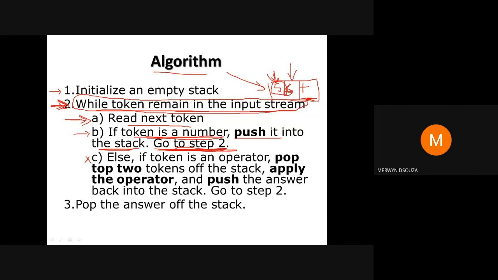So you will read the next token, which is plus. You check whether it's a number. Plus is not a number, so you're not going to do anything further. You come to step 2c and check whether it's an operator. Yes, it's an operator. If it's an operator, you pop the top 2 numbers, apply the operator, so you do addition, and push the answer back into the stack.